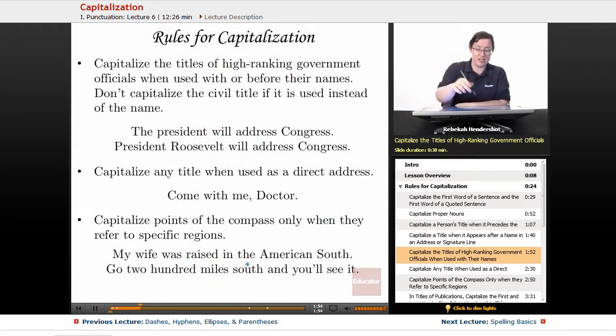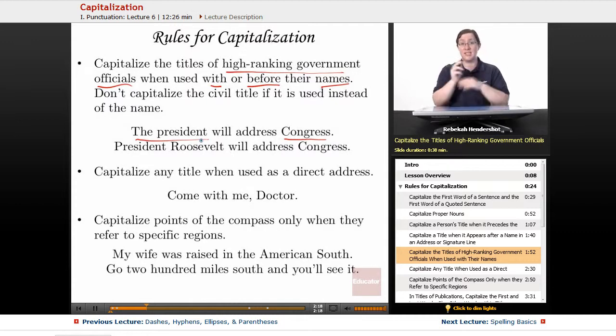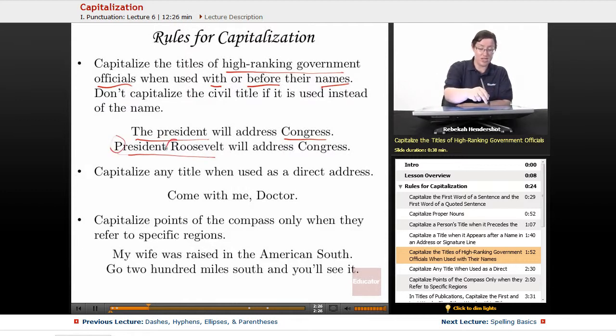Next, you capitalize the titles of high-ranking government officials when used with or before their names. Don't capitalize the civil title if it is used instead of the name. So, when we say the president will address Congress, Congress is the official name of the body, it has its own special rules, but when we're just talking about the president, you don't capitalize the P in president because you're only talking about the office. If, however, you're using it as a title in front of someone's name, President Roosevelt will address Congress, then you capitalize the P in president as well as the R in Roosevelt because it's his last name, it's a proper noun.